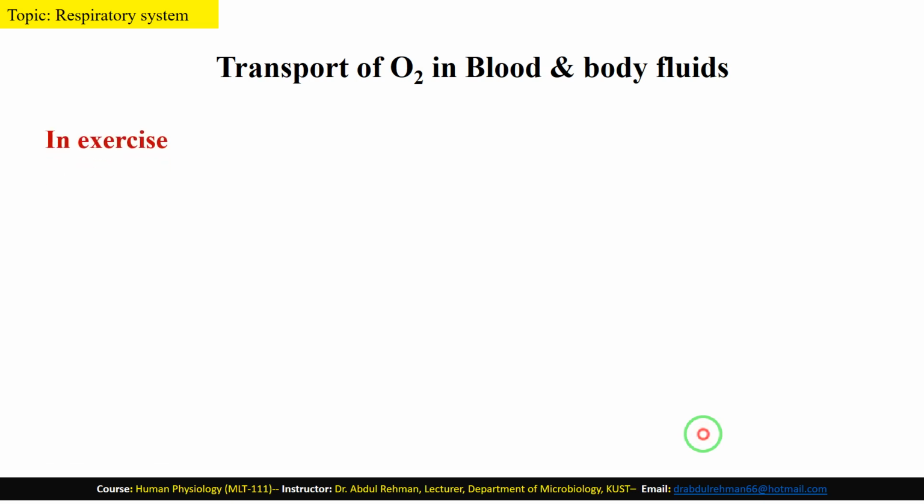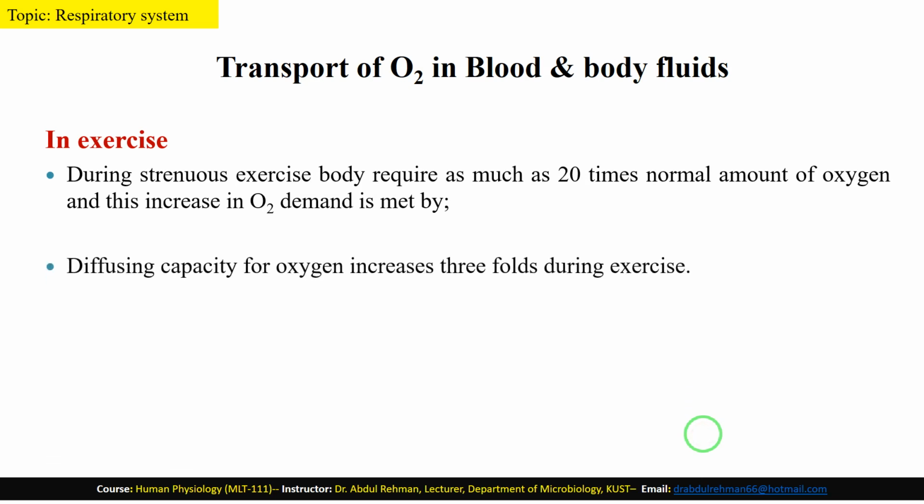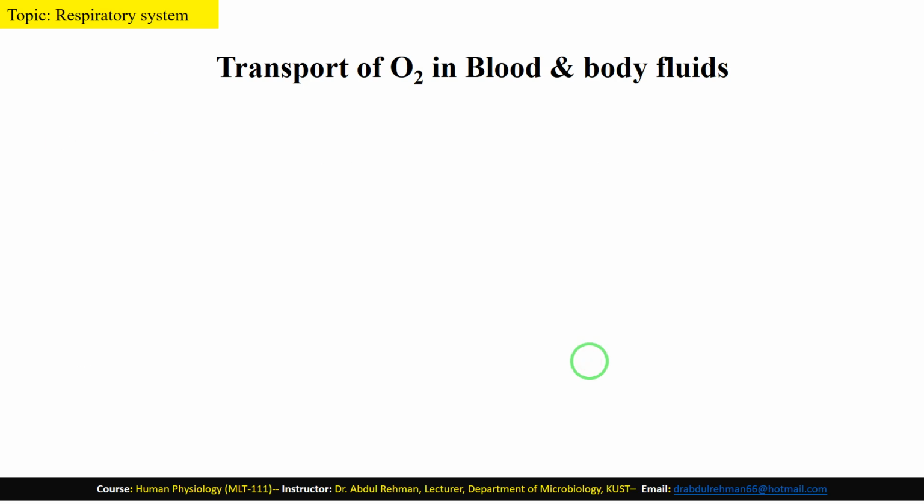During exercise, there is an increase in the demand of oxygen, roughly 20 times more than normal, and this demand is met because the diffusing capacity for oxygen increases threefold during exercise. More and more blood capillaries and alveoli become dilated. The next step is transport of oxygen in arterial blood.